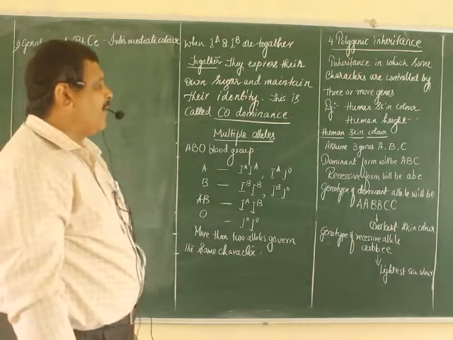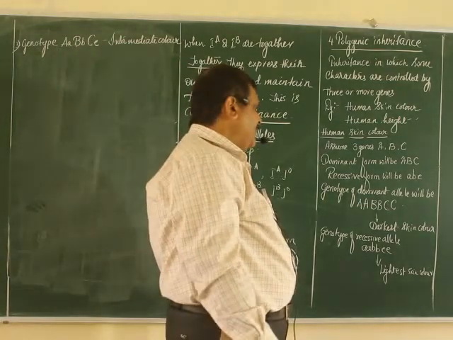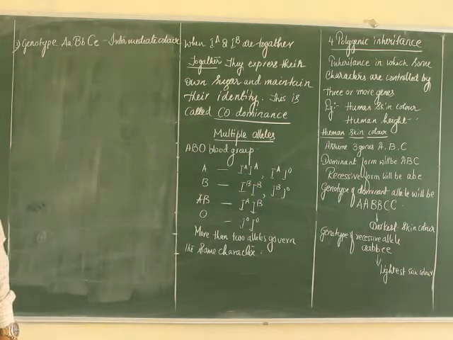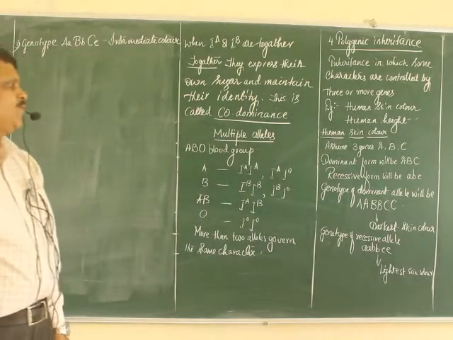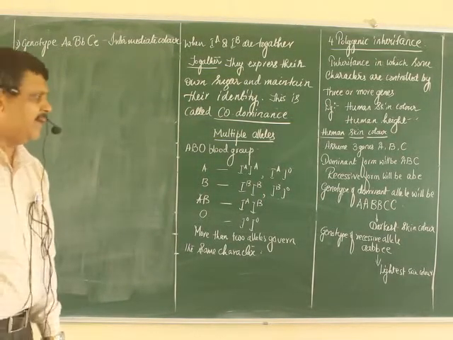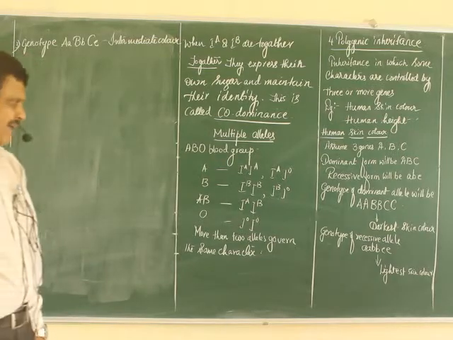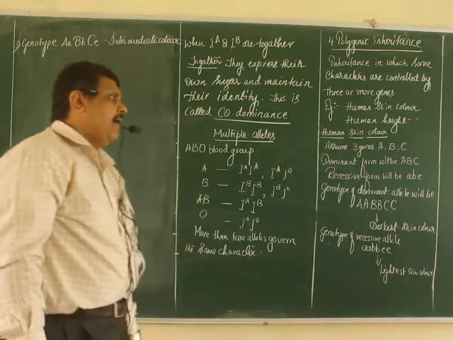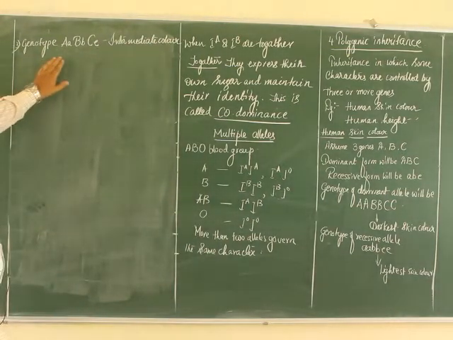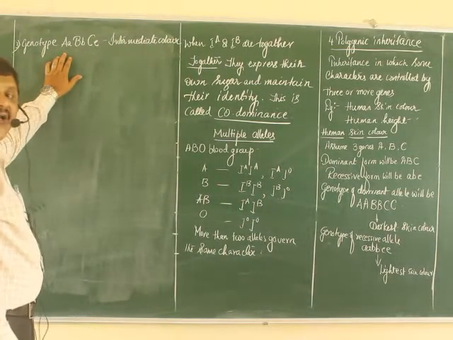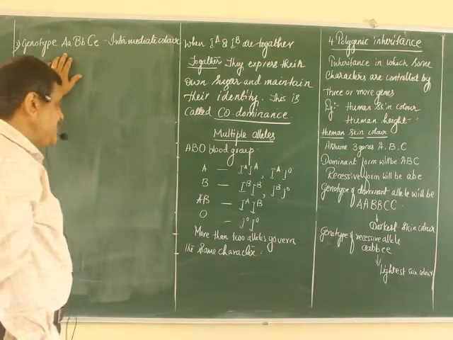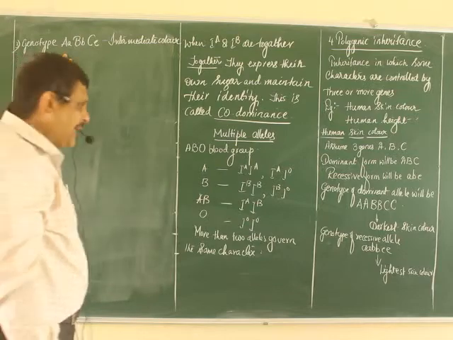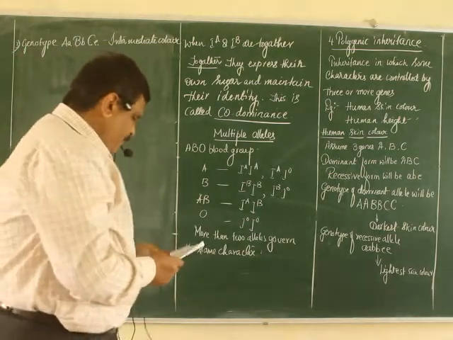Then the genotype of the dominant allele will be capital A, capital A, capital B, capital B, capital C, capital C: darkest skin color. The genotype of the recessive allele will be small a, small a, small b, small b, small c, small c: the light skin color. And if the genotype has 3 dominant alleles and 3 recessive alleles, then it forms an intermediate phenotype, intermediate color.